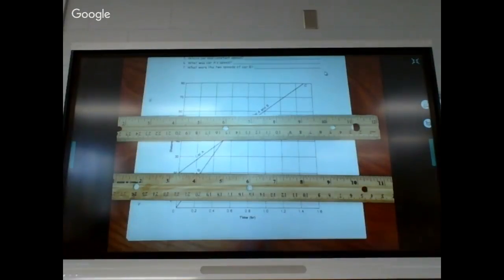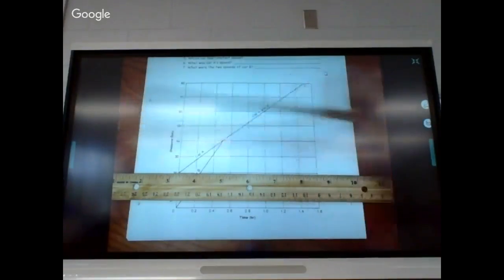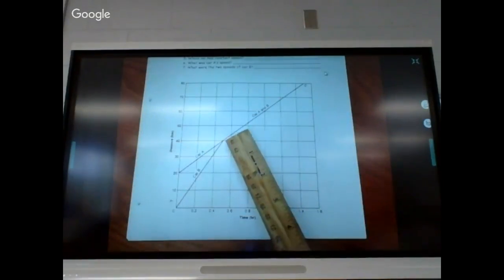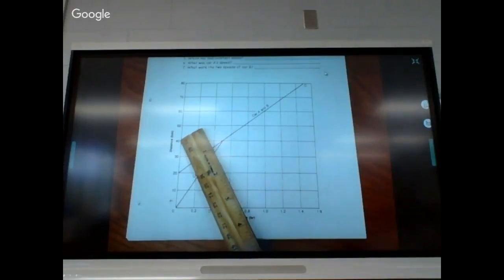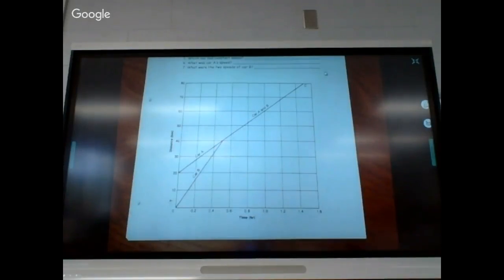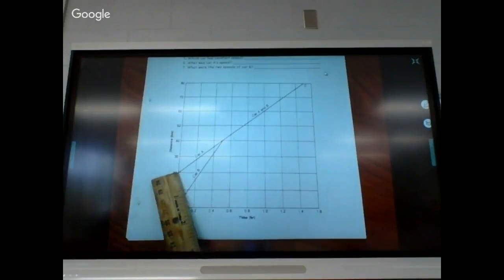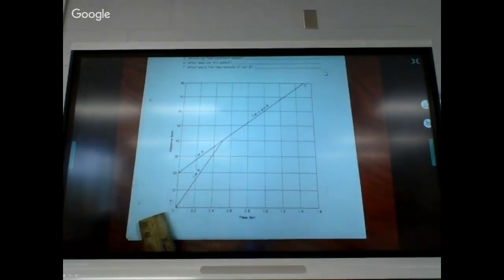So, a lot of people look at it just the way Jacob did. He looks here, he sees the point where they met, and he reads right across, and he says what? 40. It's a very common mistake, okay? They meet at 40 miles. The problem is, where did car A start at? 20. Car A started at 20. So we can't say 40 miles because it didn't start at 0.